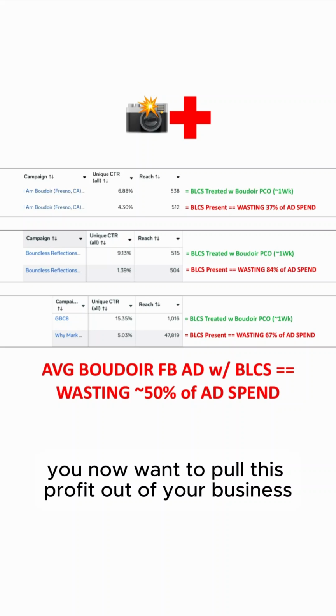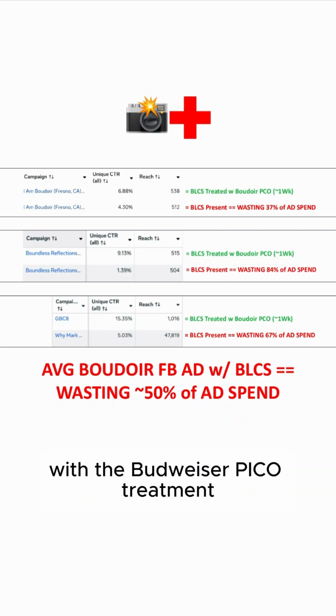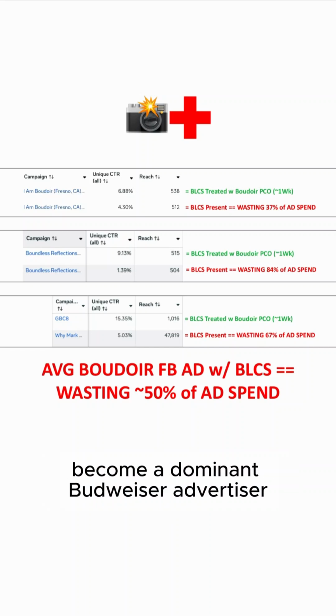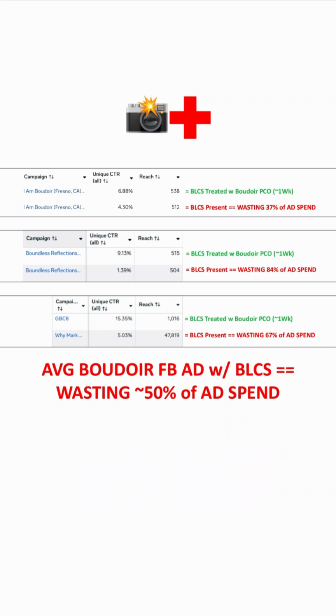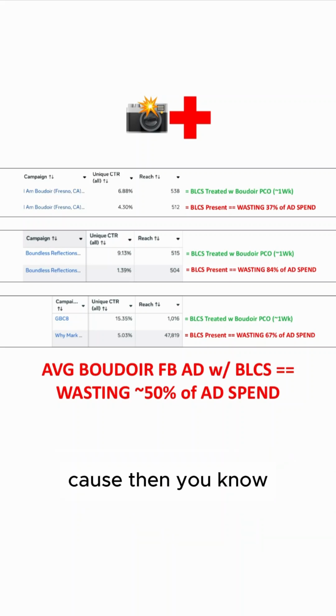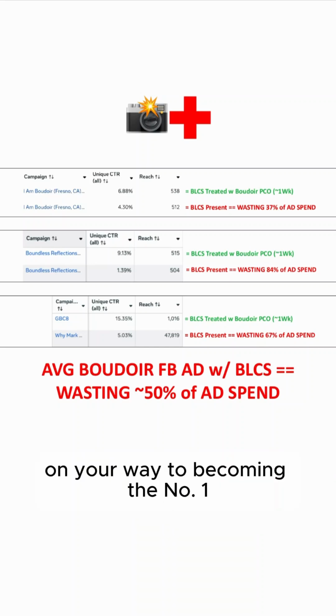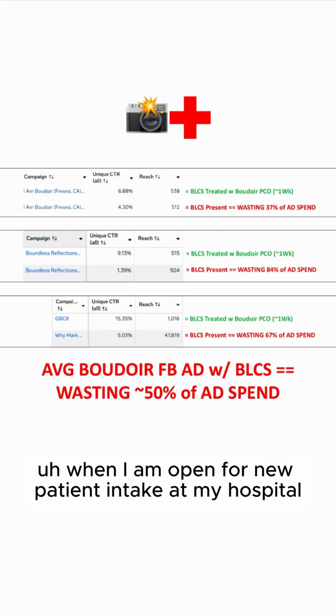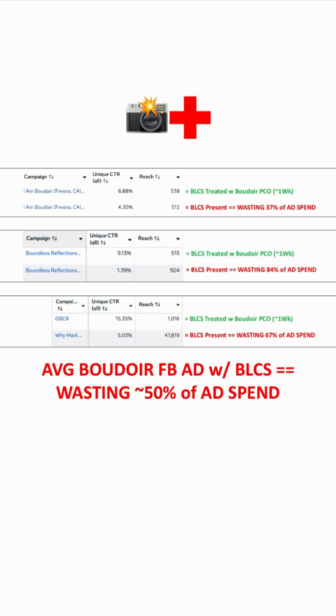And you decide you now want to pull this profit out of your business with the Boudoir Pico treatment, and you want to achieve pre-click alignment, become a dominant Boudoir advertiser, achieve Boudoir brain entry boost, on your way to becoming the number one boudoir photographer in your city. Then shoot me a DM when I am open for new patient intake at my hospital.